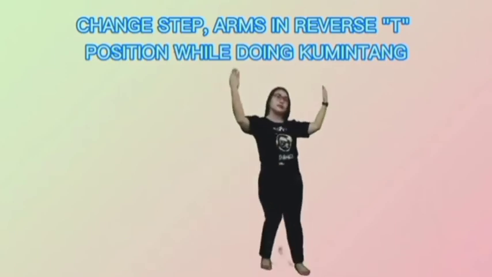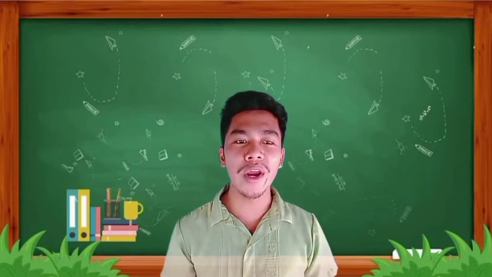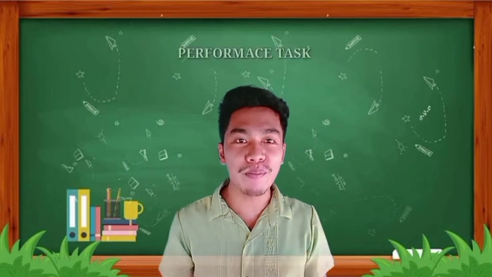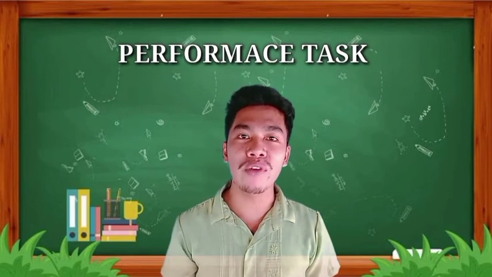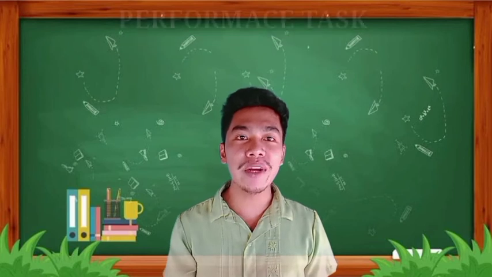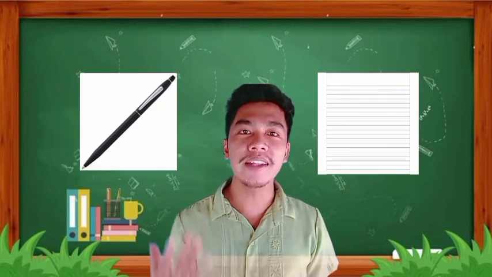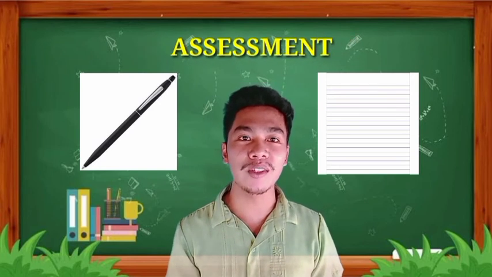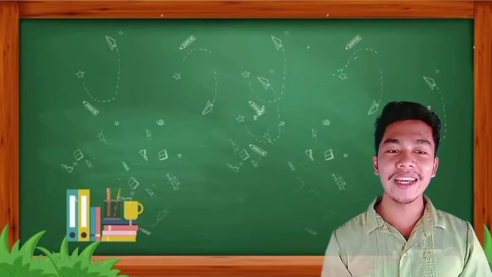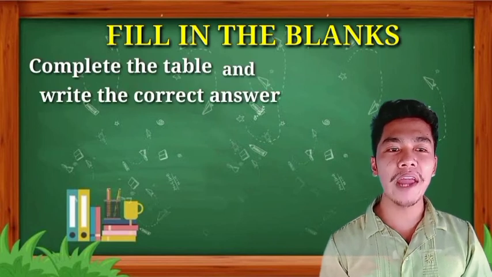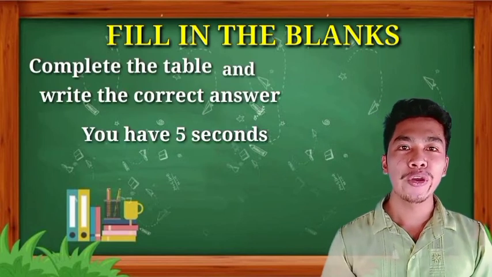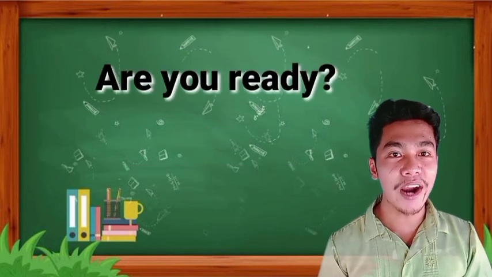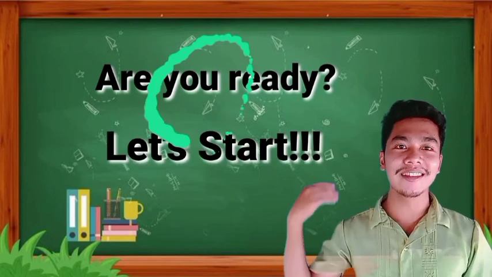Now that you have already learned the basic dance steps, I'm sure you are all ready for your performance task. But before moving to your performance task, kindly bring out your pen and paper and answer the assessment. Let's find out if you learned something from our lesson for today. Fill in the blanks. Complete the table and write the correct answer. You have 5 seconds to answer each item. Class, are you ready? Let's start!